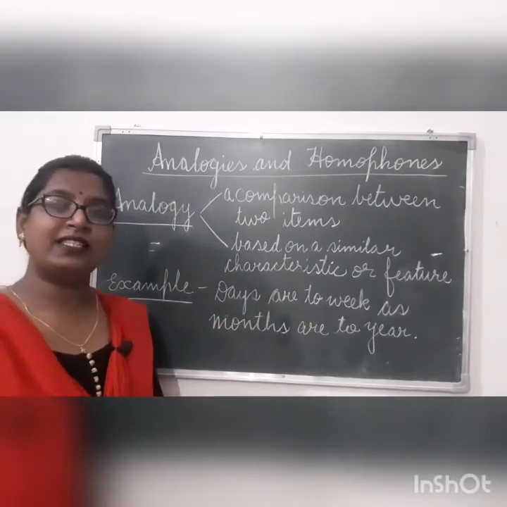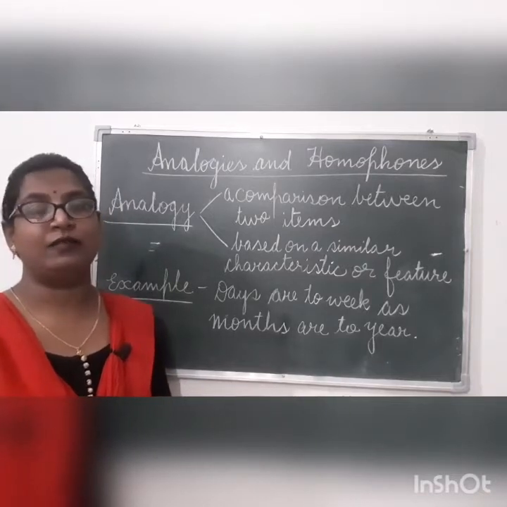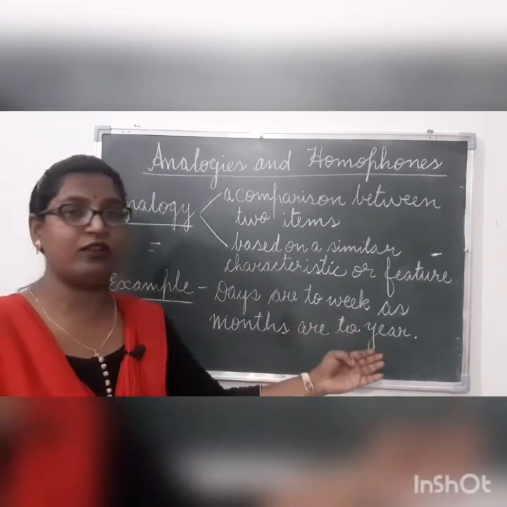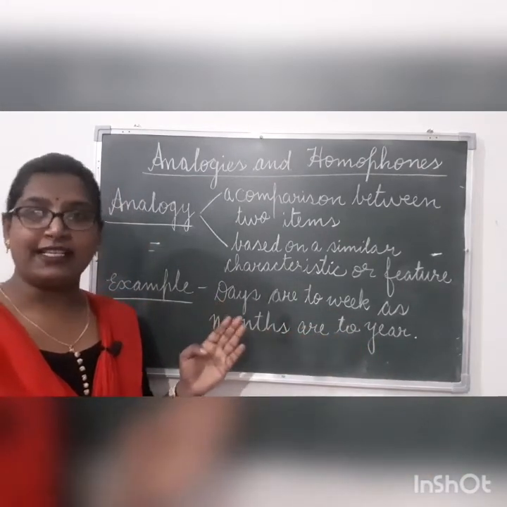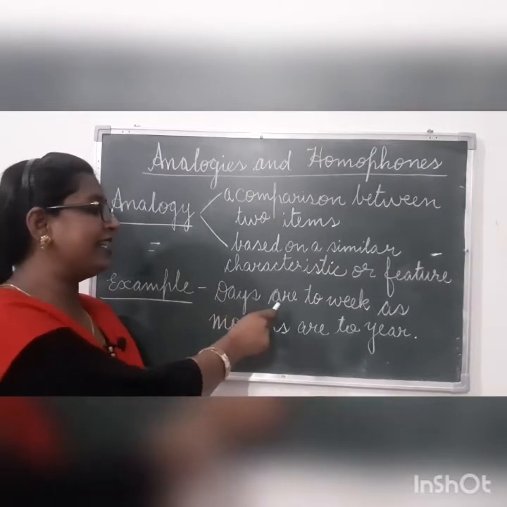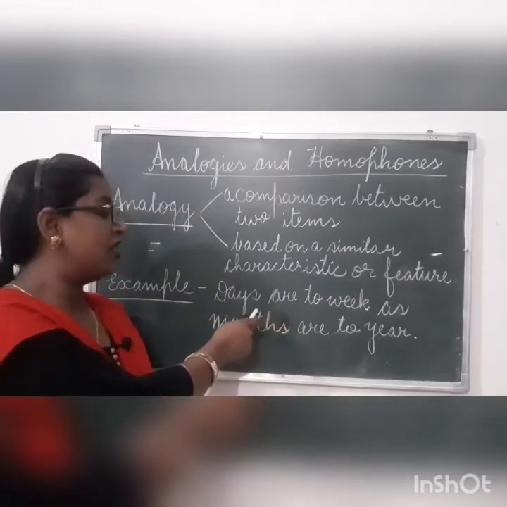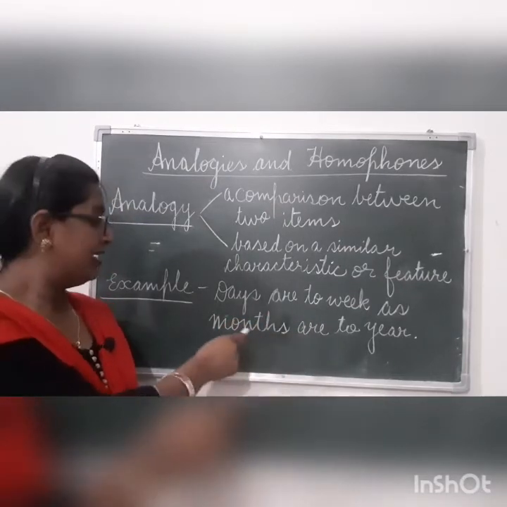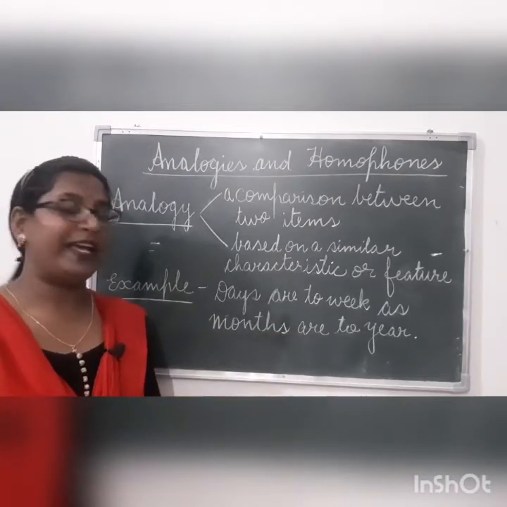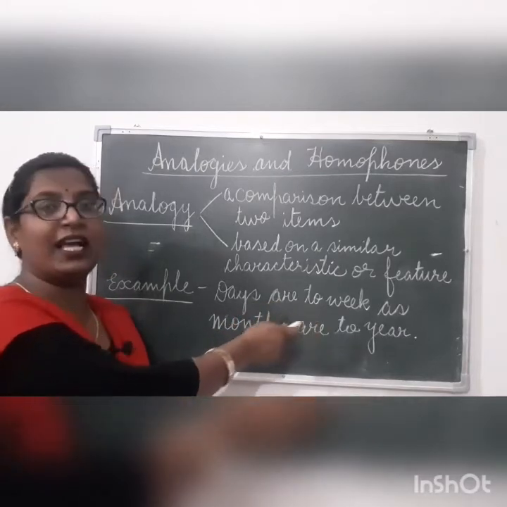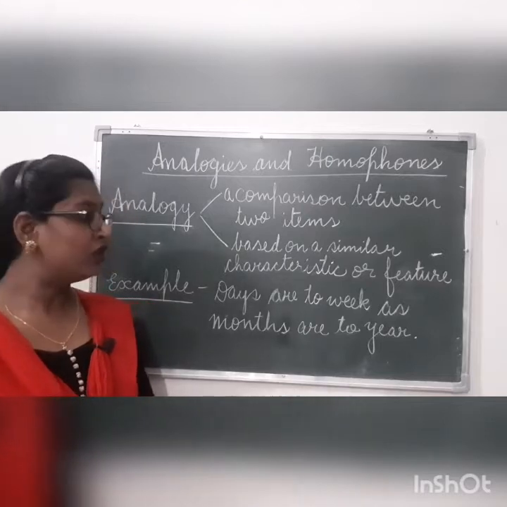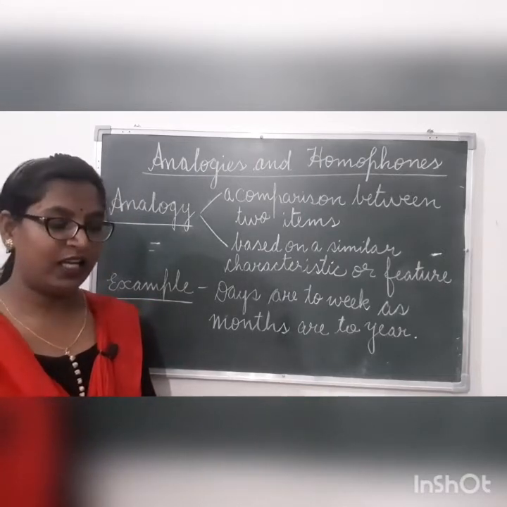Then weeks make a month. Months make a year. So the similarity between the week and the year is days. So here the first pair, days are to week, means days make a week, as months make a year. Here we are comparing two pairs. Days make a week and months make a year. So this is called an analogy.